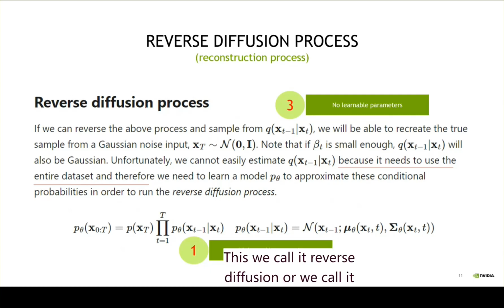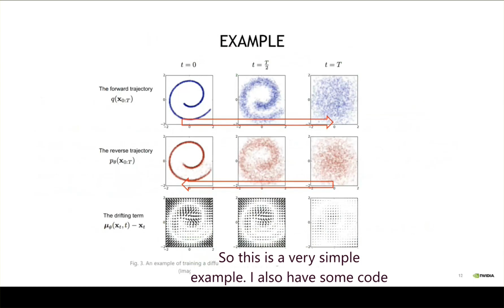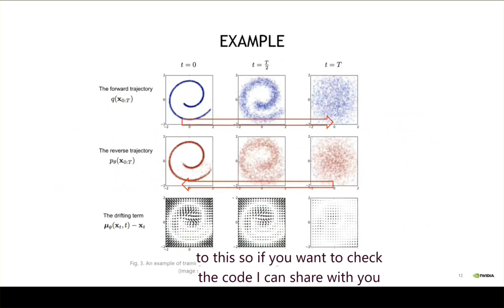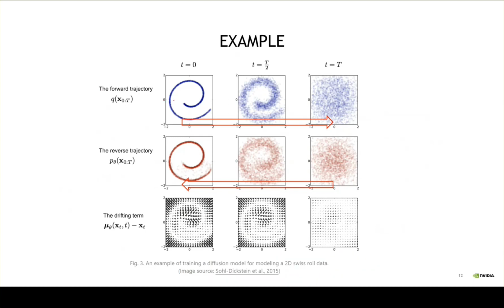This we call reverse diffusion, or we call it reconstruction. So this is a very simple example. I also have some code for this, so if you want to check the code, I can share it with you after the talk. Basically, this is a forward trajectory. Trajectory is a very interesting word. So basically, it's the forward.